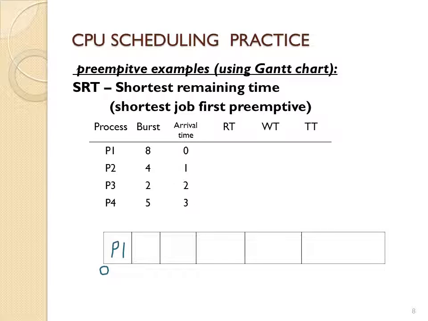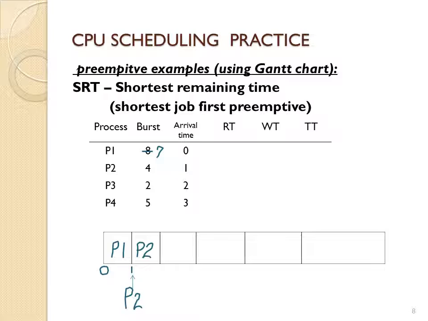But then at time 1, we will have the arrival of P2. When P2 arrives at time 1, P2 has a burst of 4, and P1 has a burst of 7 left. So that means that P1 will be preempted, and P2 will get the CPU because the shortest remaining time means which one has the shortest burst at that time. And at time 1, P2 has a shorter burst than P1.